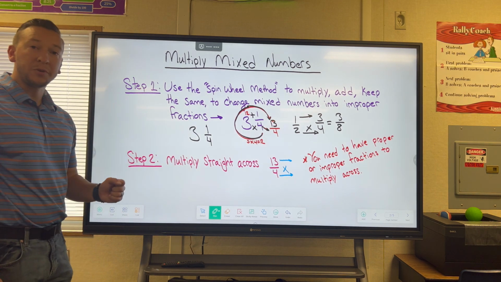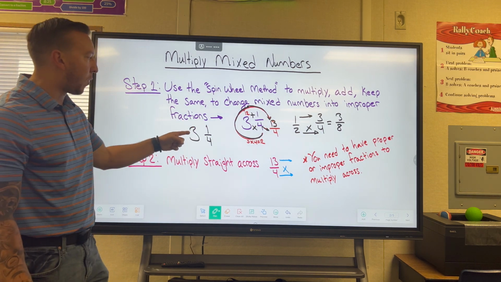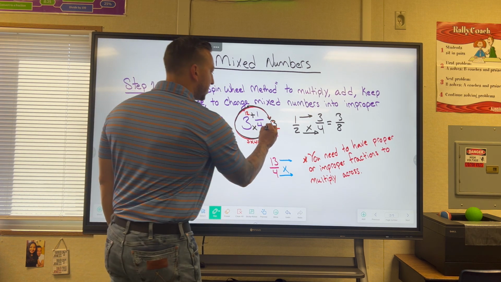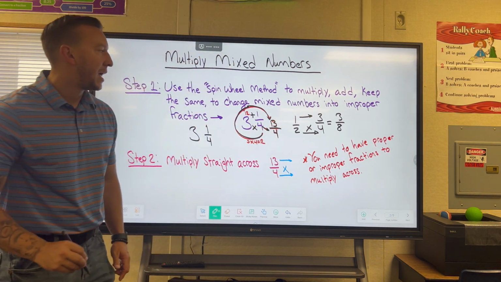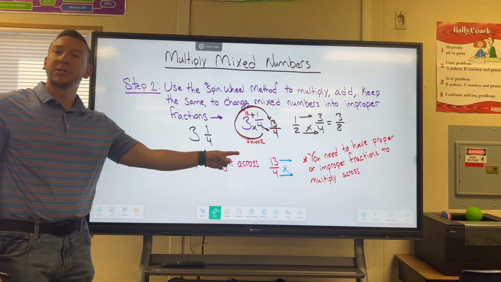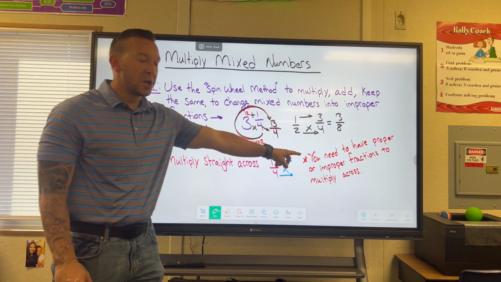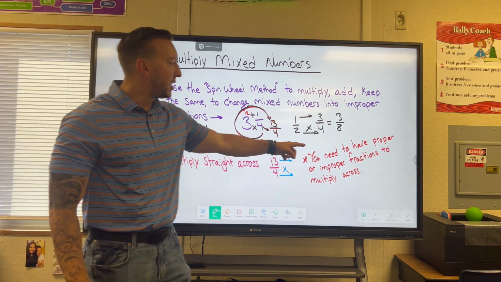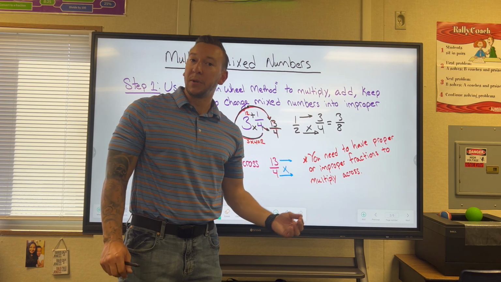Let's look at step 2 here. Now that we've changed this 3 1/4 into 13/4, now we can multiply straight across like you see here. But look at this note that I put here. You need to have proper or improper fractions to multiply across.